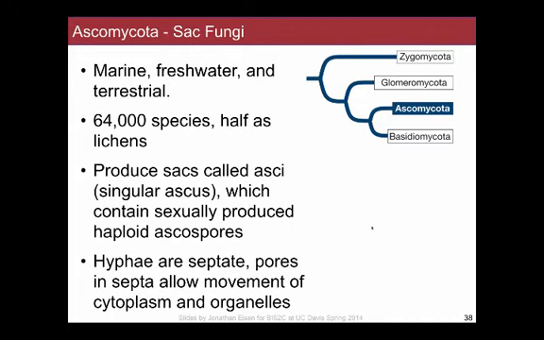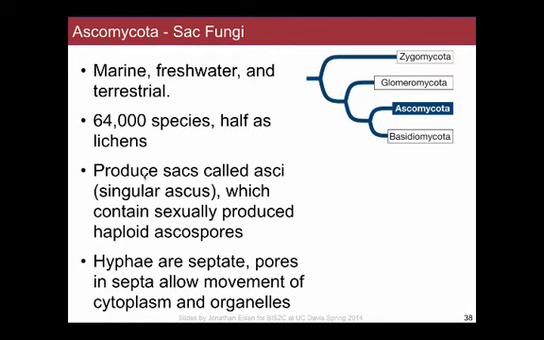So one of the two lineages of these dikarya is known as the Ascomycota, also known as sac fungi. There's incredible diversity within this group. It includes saltwater, freshwater, and terrestrial species. A large number of species have been described. There are probably tens to hundreds of thousands more that have not been described. Half of all of those that have been described are lichens. We'll see more about lichens in a few minutes.